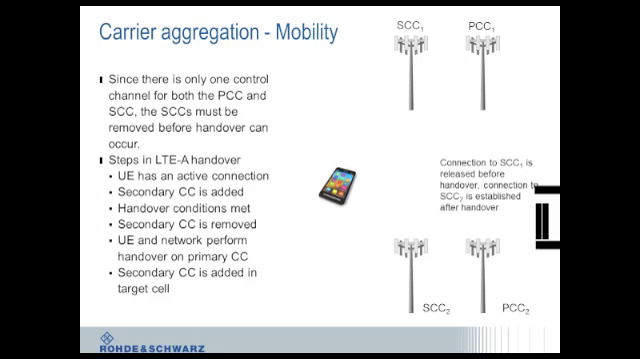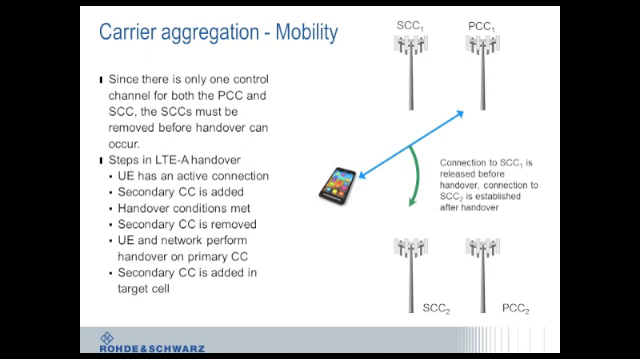The simple solution is that if a UE is using carrier aggregation, if it's connected to more than one cell, then the SCCs have to be released before the handover can occur. Here, for example, a UE makes a connection to a primary component carrier and a secondary component carrier. At some point, a decision is made to hand over to a different cell. But what has to happen at this point is the first secondary component carrier, SCC1 here, has to be dropped.